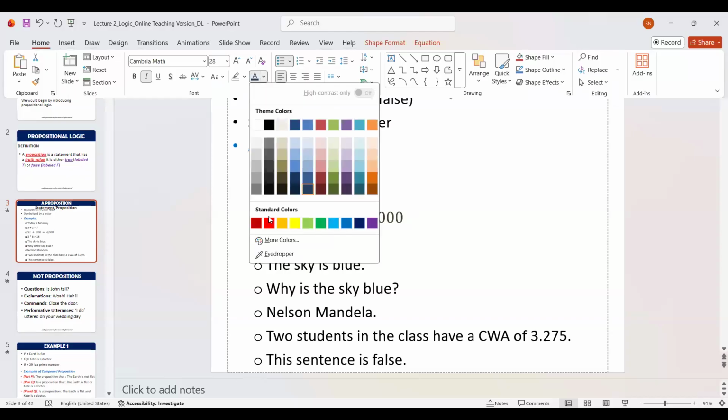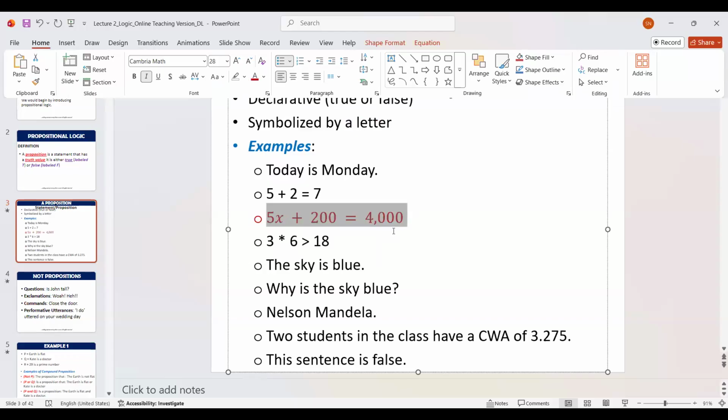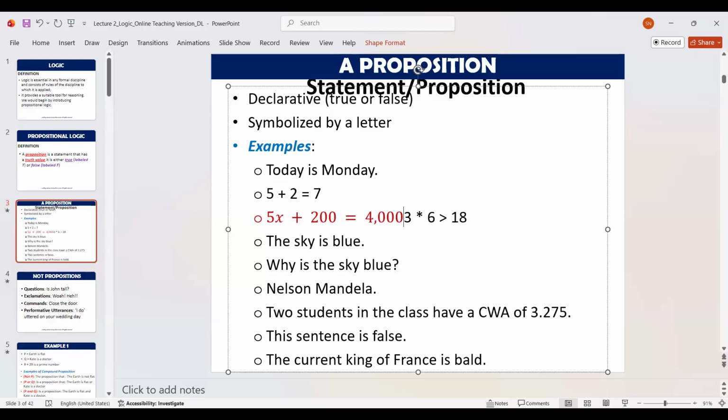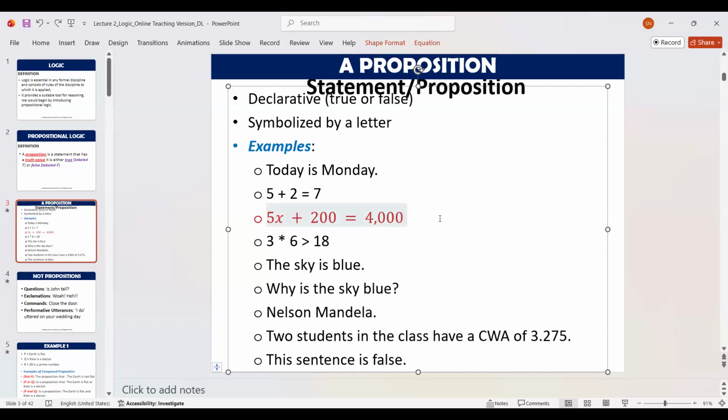Isn't it? But I have not given you any information. I've not given you any information that suggests that this X is a variable. I haven't done that. So how do you know that when you solve, you are going to get a solution that is either true or false? Do you follow?